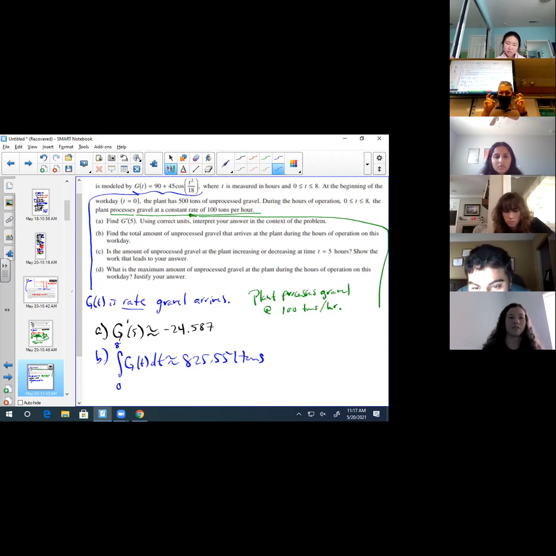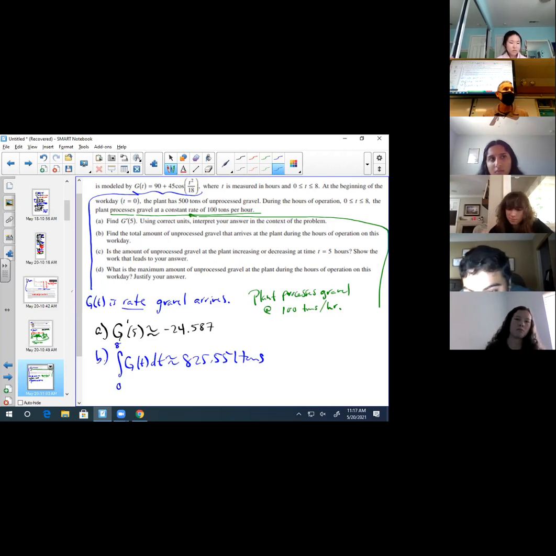G of t minus 100 is the rate at which unprocessed gravel at the plant is changing. So if you set that rate equal to 0, you're looking for the time values in between 0 and 8.